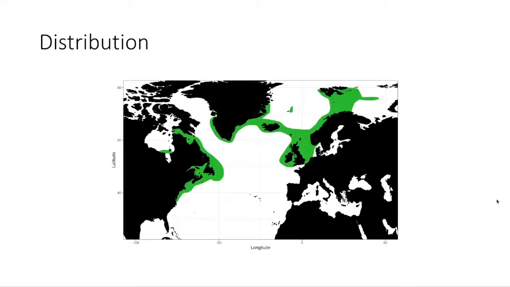And it's distributed throughout the North Atlantic, from the Gulf of Maine up through Canada, on the western coast of Greenland, the eastern coast of Greenland, completely surrounding Iceland, the UK, up through Norway, and all the way up into the Arctic Ocean and Svalbard.